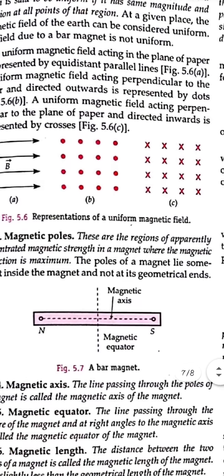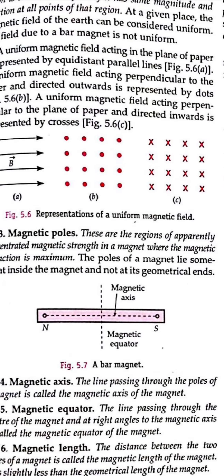We know that magnets have two different poles, that is north and south. It is at the ends that the magnetic strength is maximum. Similarly, the regions of apparent magnetic strength in a magnet where the magnetic attraction is maximum will be the poles of the magnet. So the line passing through the poles of the magnet is said to be the magnetic axis.